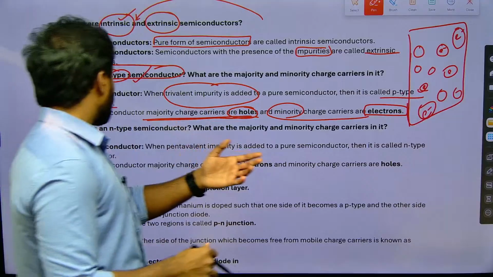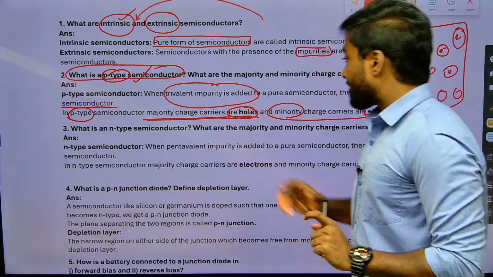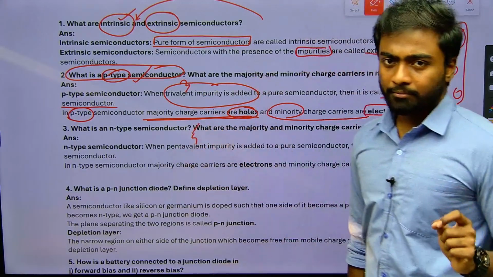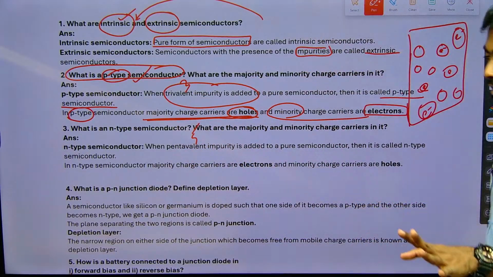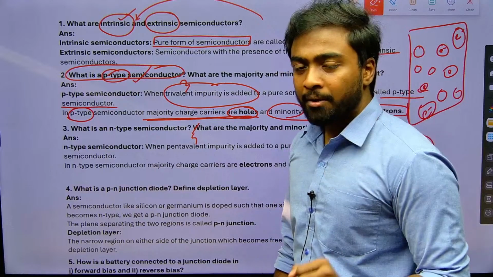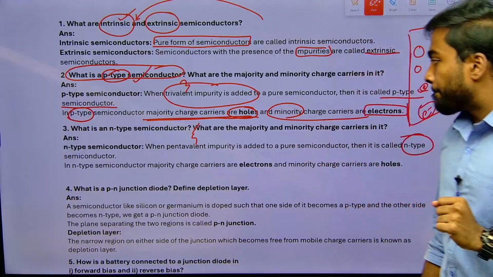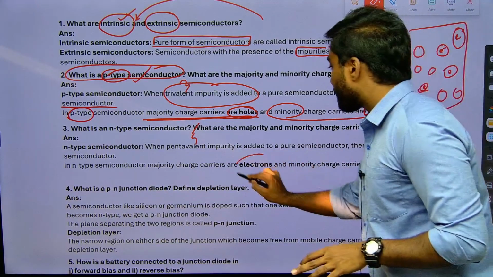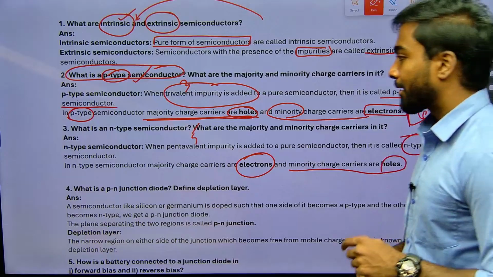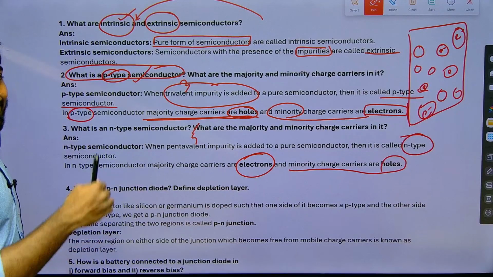And what is the opposite of that? That is n-type. We are going to focus on the third question. n-type is when pentavalent impurities are added to a pure semiconductor; trivalent is 3, pentavalent is 5. So if we add 3 impurities, it is p-type; if we add 5, it is n-type semiconductor. In n-type, the majority charge carriers are electrons, whereas the minority are holes. So this is about the first 3 questions. You can take a note of these and we can go for the next set of questions.